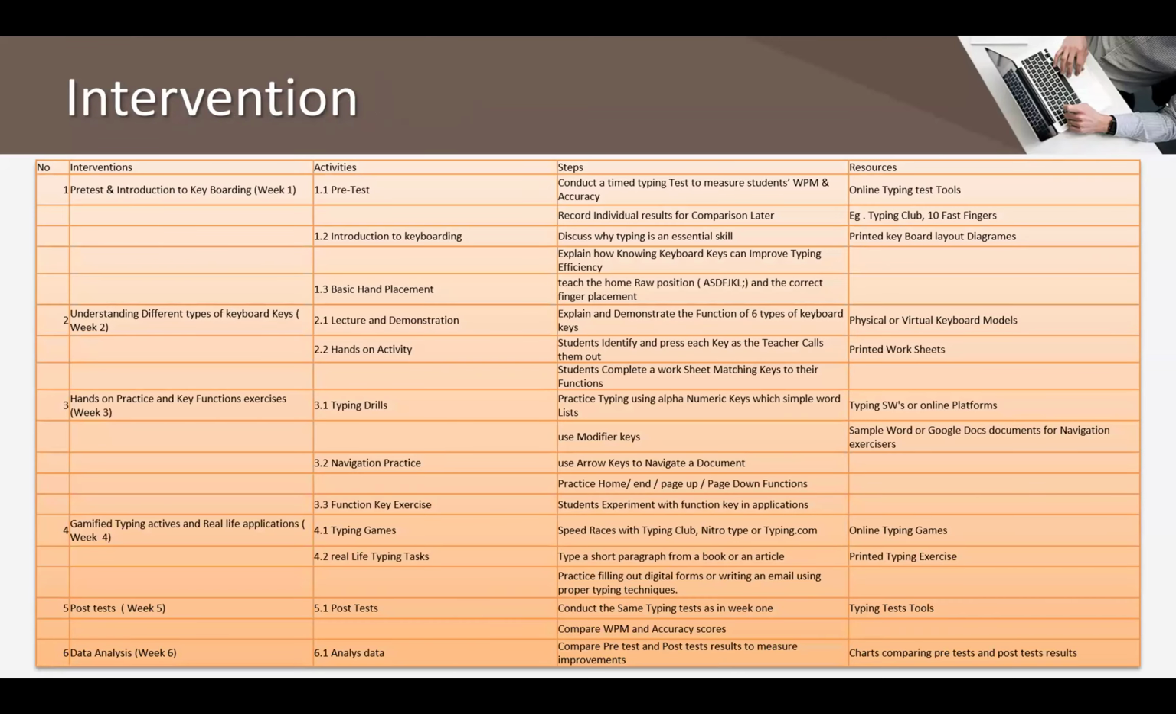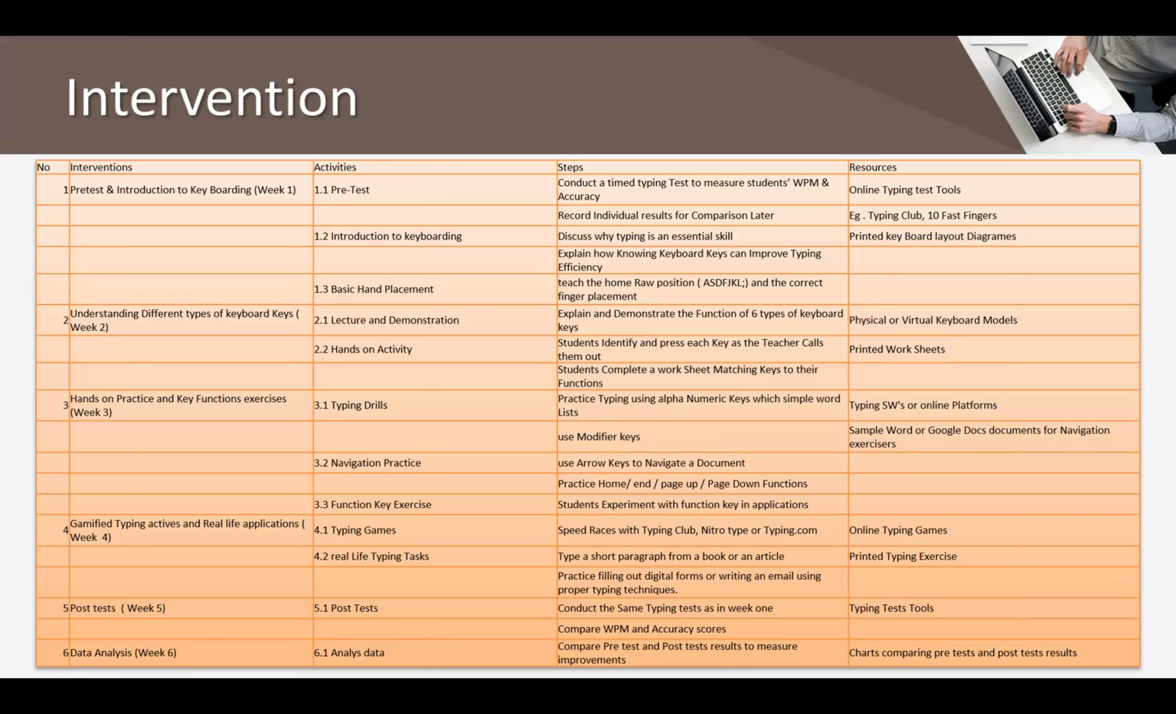This is my intervention plan. It runs for 6 weeks. First one, week 1, pre-test and introduction to keyboarding. In week 1, I will assess students' current typing skills. I will conduct a pre-test to measure their typing speed and accuracy. These results will be recorded so I can compare their progress later.